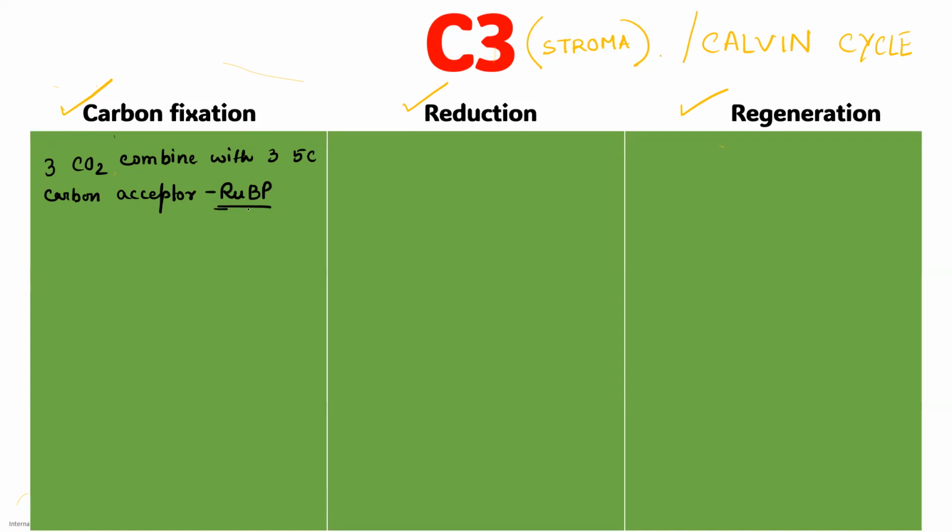Clear? This is that 5-carbon CO2 acceptor molecule, ribulose 1,5-bisphosphate. Clear? Now, this step makes a 6-carbon compound that splits into 2 molecules of 3-carbon compound, that is 3-PGA. Therefore, 6 molecules of 3-PGA are formed, which gives a net count of 18 carbons. You agree to the point? The enzyme involved here is Rubisco.